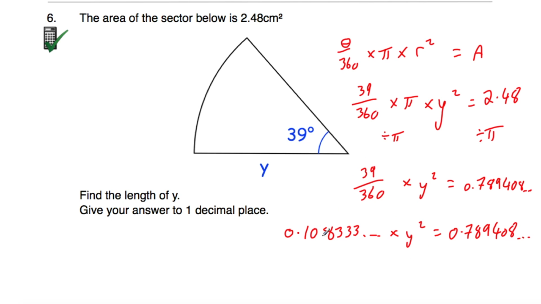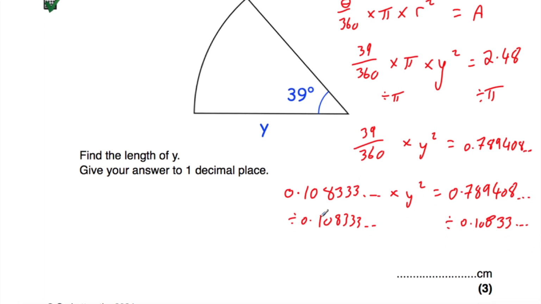Now we want to find out what y is, so we want to get rid of this multiply by this decimal. So let's divide both sides by 0.108333, and so on. Divide the left hand side and the right hand side by that, and let's see what we get. On the left hand side, we'd just be left with y squared, because we divided by that decimal to get rid of the multiplication. And on the right hand side, if we take our 0.789408 and so on, and divide it by our 0.108333, and so on, we get 7.286847856. And that's y squared, that length squared.